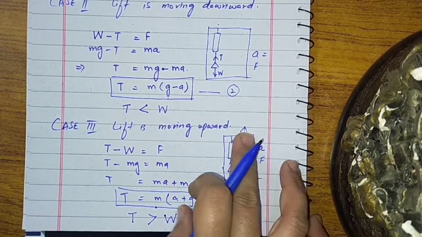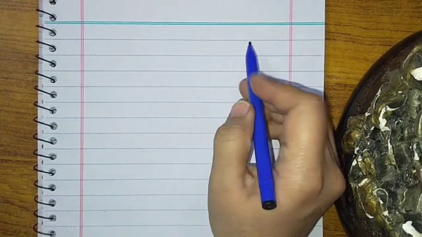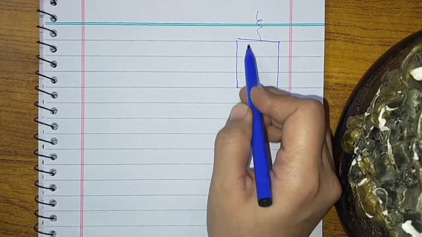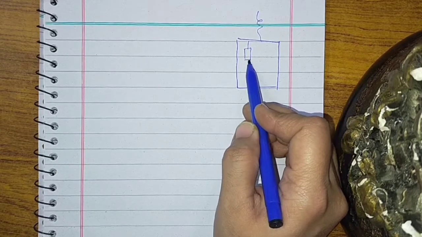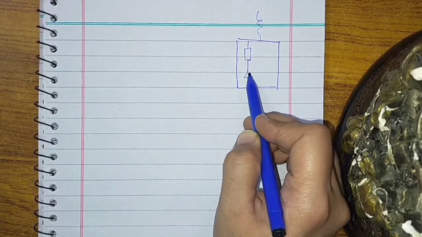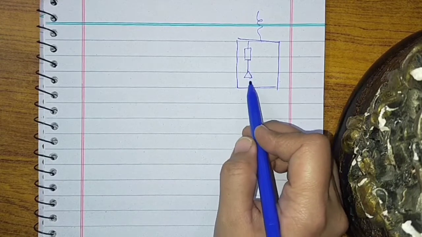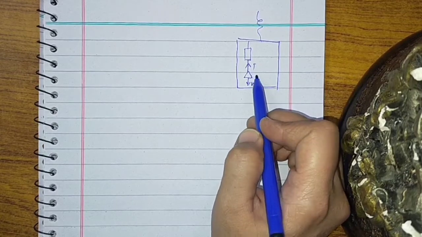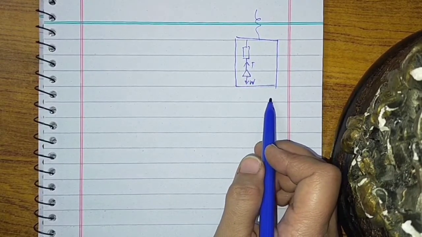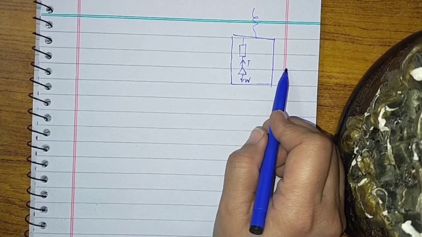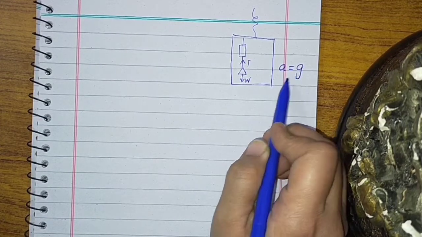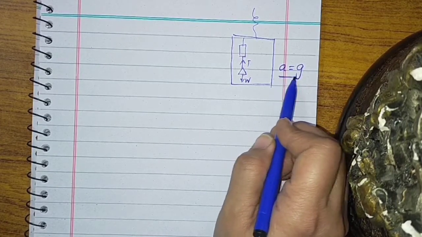Now case number 4. Case number 4 says that if the lift is in a free fall state, suppose that the rope that was supporting the lift is now broken. So now how much reading will the spring balance show for our body that is hanging from the spring balance by a string? Obviously the weight of the body is acting vertically downward, tension in the string is in the upward direction, but as a whole the body is in a free fall state, and you all know that for a free fall state the value of the acceleration is equal to the acceleration due to gravity. This is actually the condition for free falling.